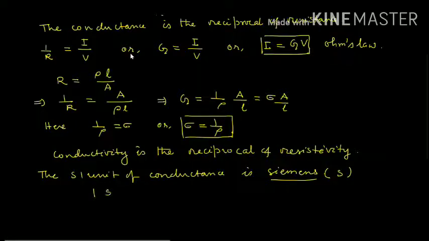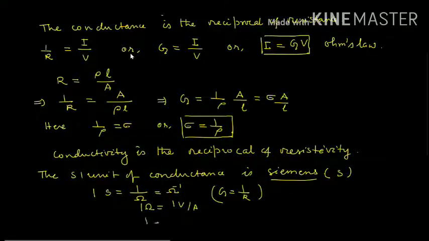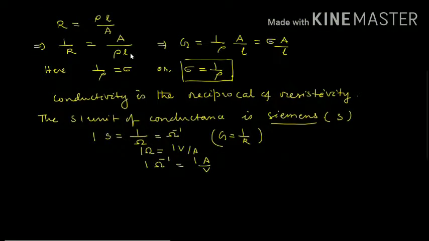1 Siemens is equal to 1 by ohm, that is 1 by omega. This is omega inverse. Because G is equal to 1 by R, and the unit of resistance is ohm, so the unit of G is 1 by ohm, that is equal to ohm inverse. So 1 ohm inverse is equal to 1 ampere per volt. Ohm inverse can also be written as mho.